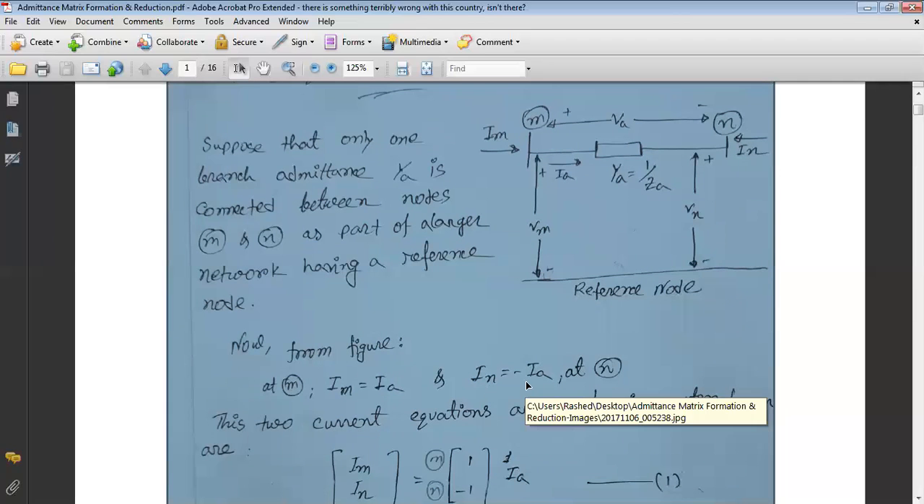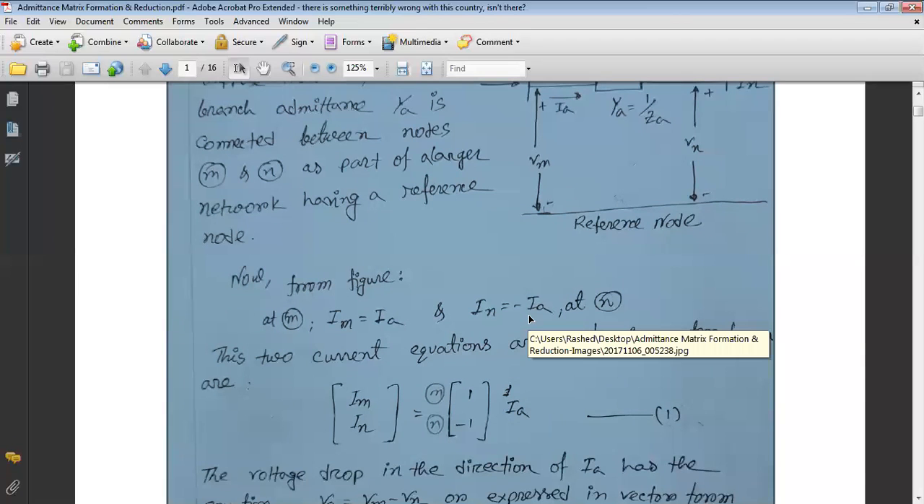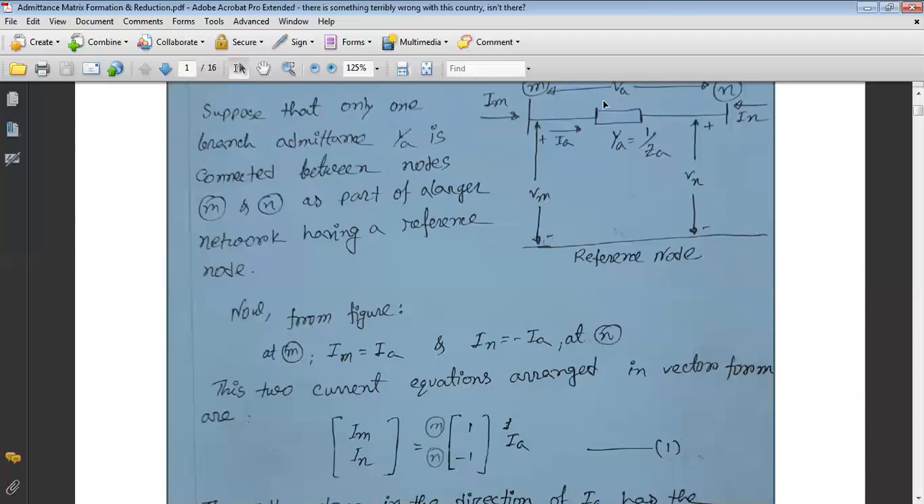Then IN should be minus IA, because here the current is entering through the M node. Whenever we consider the N node, this entering current is in the same direction, entering the N node, but with respect to M that should be negative. So IN is equal to minus IA. And IA is the same because this is only a series branch, so the current should be the same.